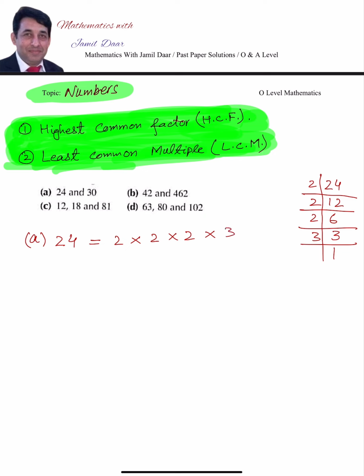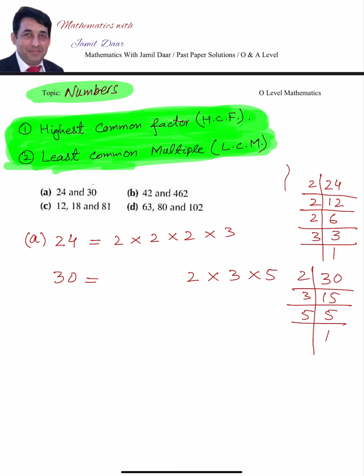Then we'll find the prime factorization of 30. It's divisible by 2, giving 15. Then it's not divisible by 2, so the next prime number is 3: 3 fives are 15, and 5 ones are 5. So 30 is 2 times 3 times 5.